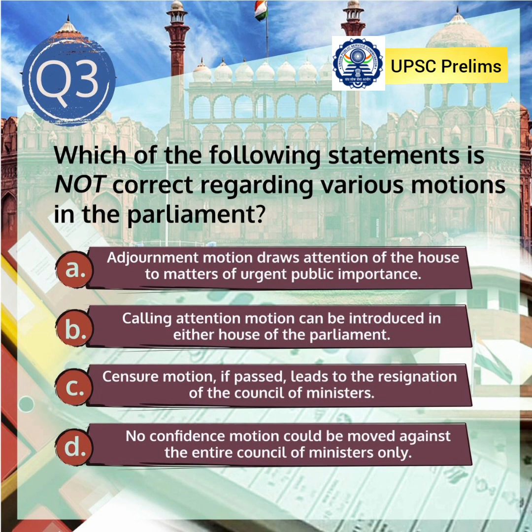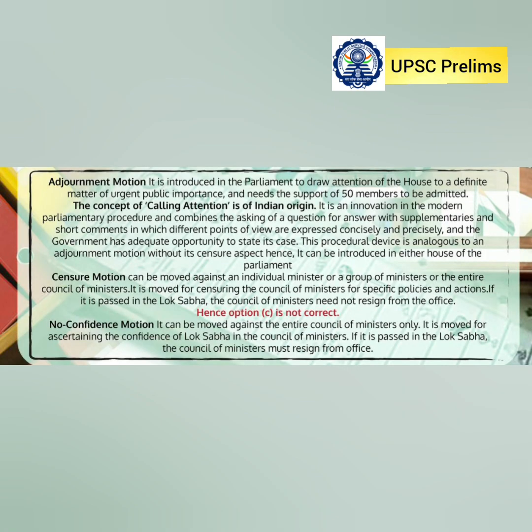Censure motion, if passed, leads to resignation of Council of Ministers. Adjournment motion, it is introduced in the Parliament to draw attention of House to a definite matter of urgent public importance and needs the support of 50 members to be admitted.